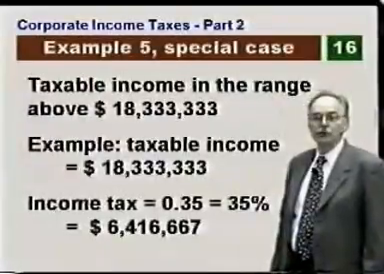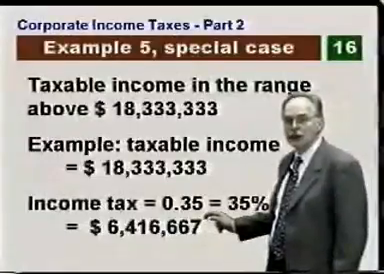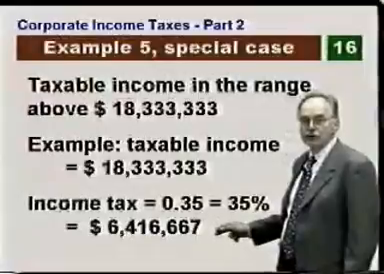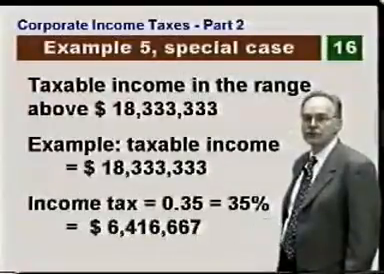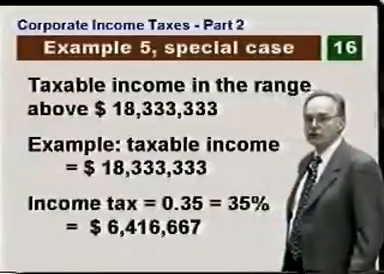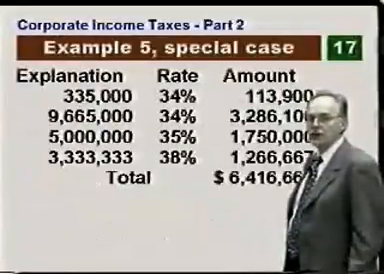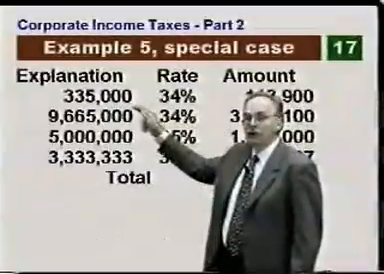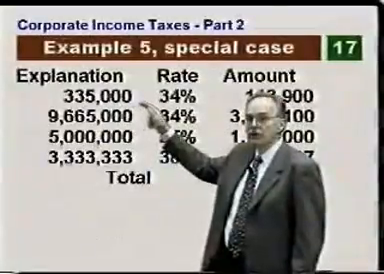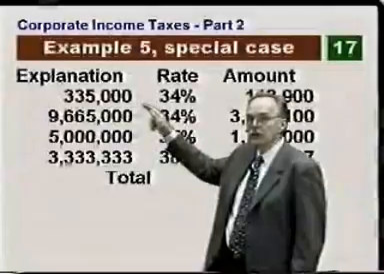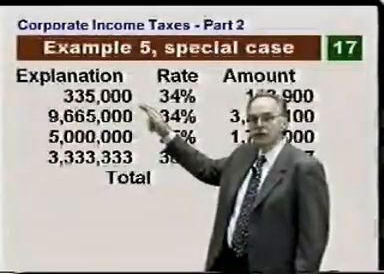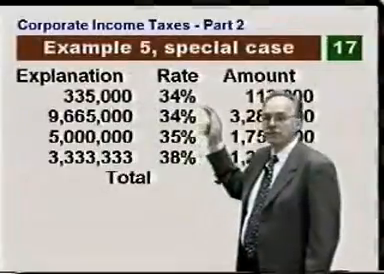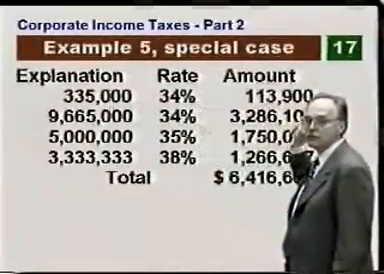Here again, we can take the simpler approach and compute the tax as 35% of the taxable income, or $6,416,667. Let's see why this simpler approach works in this particular situation. Again, we have our traditional approach. Now we have really four brackets or four ranges represented in this $335,000 income. But we saw in example 3 that that is taxed at an effective rate of 34%. The tax on that was $113,900.